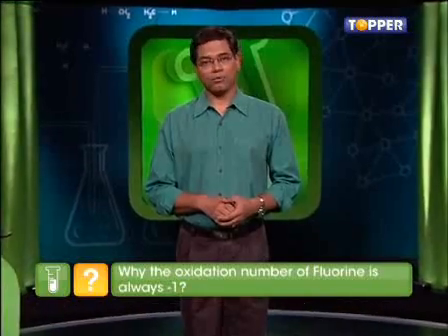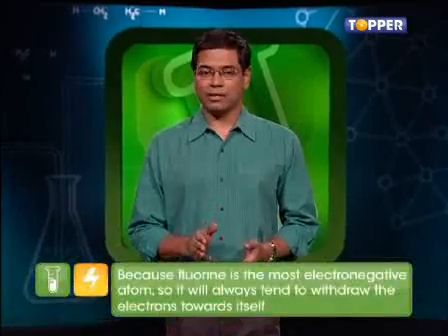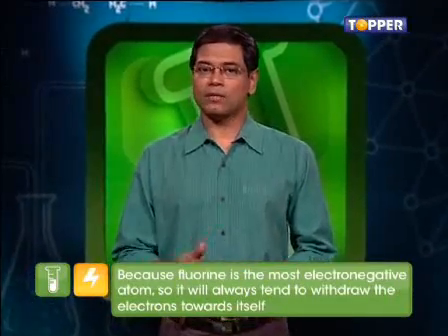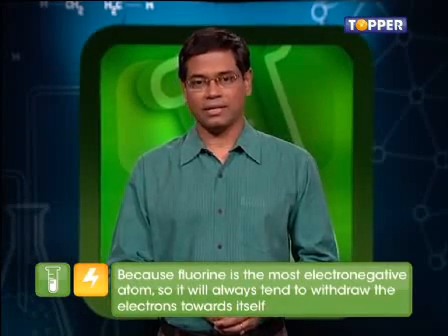Welcome back. I am Devabrata Goswami and you are watching Chemistry 11. Before the break, I had asked you why the oxidation number of fluorine is always -1. Well, it is time for the answer. This is because fluorine is the most electronegative atom, so it will always tend to withdraw the electrons towards itself. Let's continue with the rules relating to oxidation number.